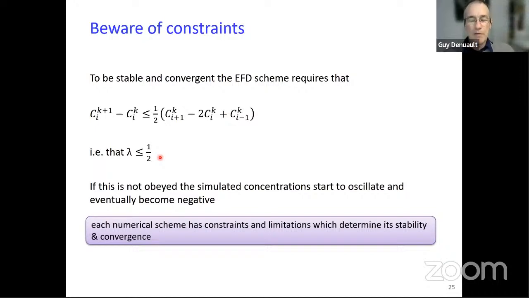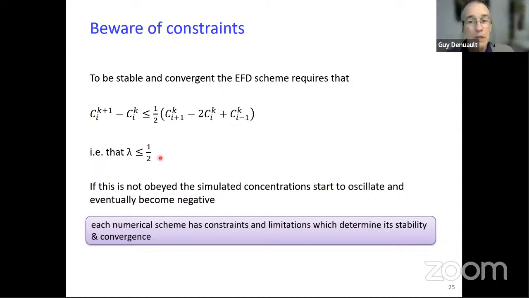If you make lambda bigger than half, and you can try that if you put this in a spreadsheet, for example, what you will see is that the simulation will start working, and then the concentrations will start to oscillate, and then the concentration will become increasingly stupid and eventually become negative. And this is what we call instability, and your system, instead of converging towards the correct solution, is diverging away from the solution, and you end up with negative concentrations.